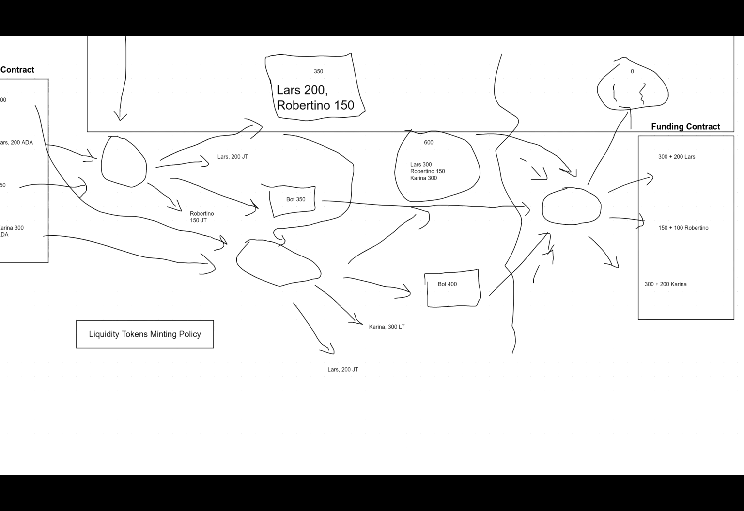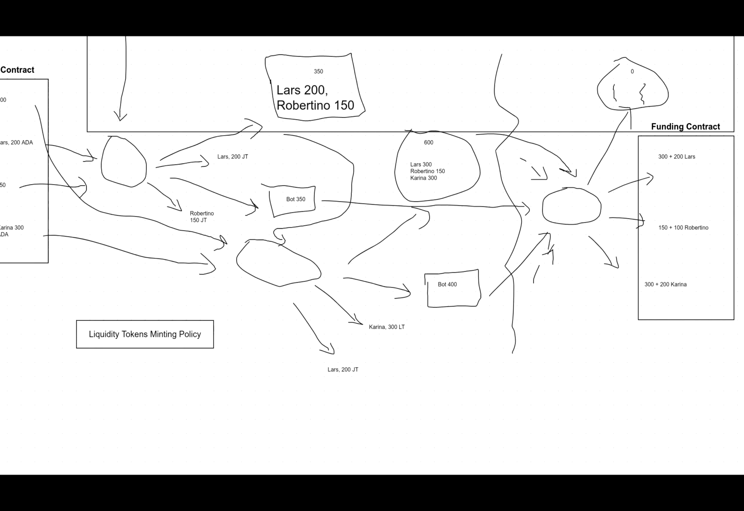Okay, and then at this step, when the bot wants to cash in, he wouldn't pay it directly to the people, but to another smart contract, either this lock contract or a third contract, like a payout contract. And then people can exchange their JT tokens for ADA again, but by percentage.